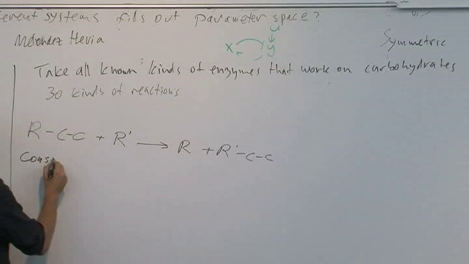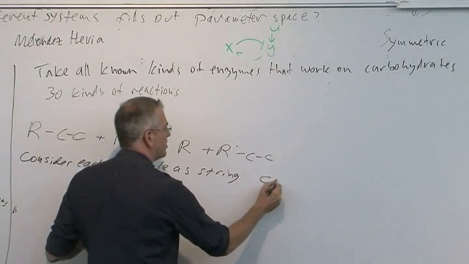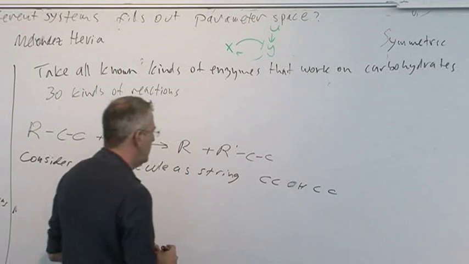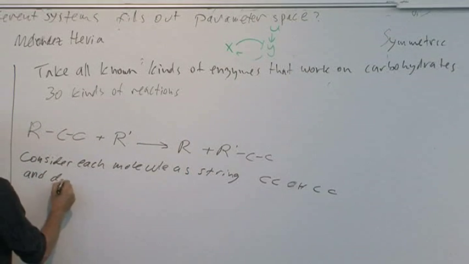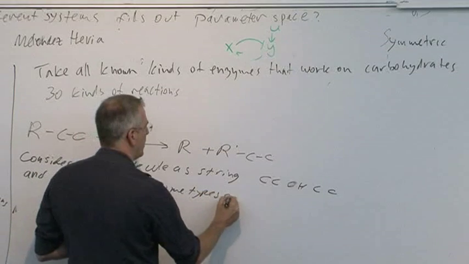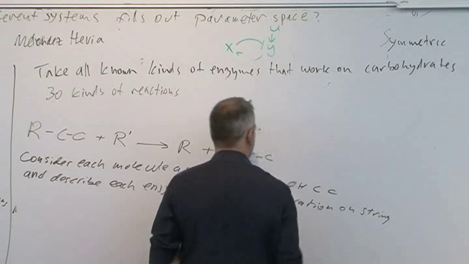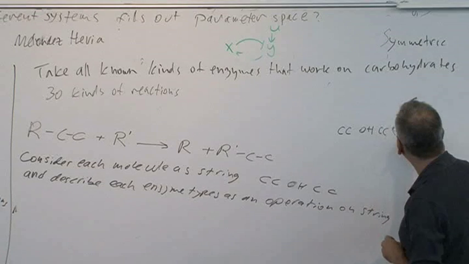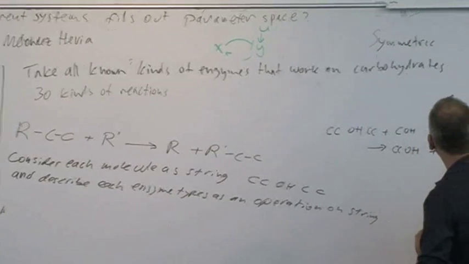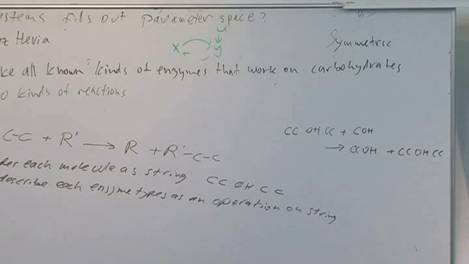And the second simplification is to consider each molecule as a string. I say string like in computer science. So you say, right, CCH, CCOH, CC, right? And describe each of those enzyme types as an operation, like in computer science, on the string. So basically, if you have this and you work this enzyme, you go to that, right? You just run the string operation. Wherever you can find something in the string that the enzyme can work on, you do that operation.